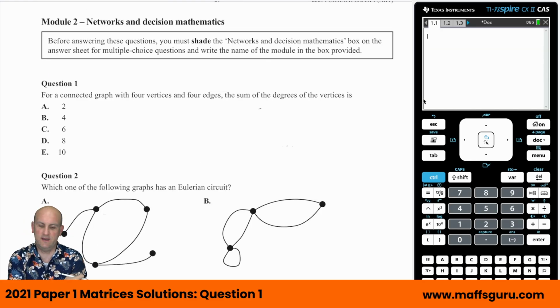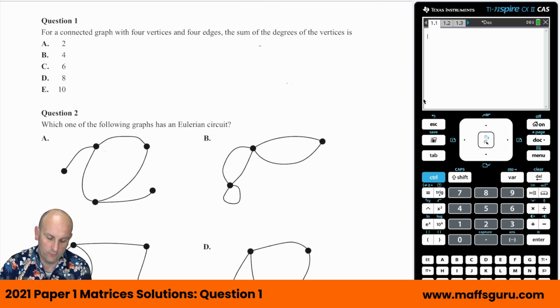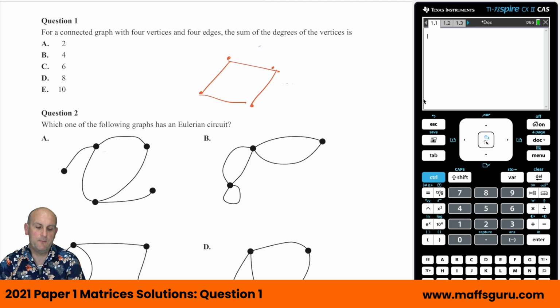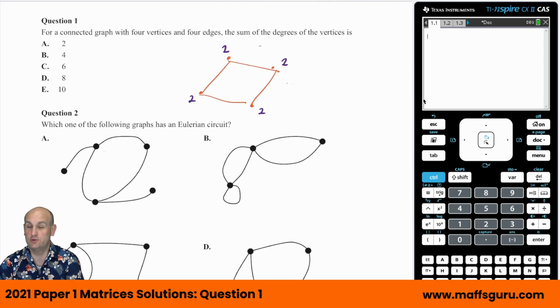Okie dokie, ready? Let's get going. Graphs, networks and decision mathematics. Question 1. For a connected graph with 4 vertices and 4 edges. 4 vertices means 4 corners, 4 edges, join them together. The sum of the degree of the vertices. All right, so that has degree 2, degree 2, degree 2, and degree 2. Fairly sure that therefore adding all those together will give me 8.